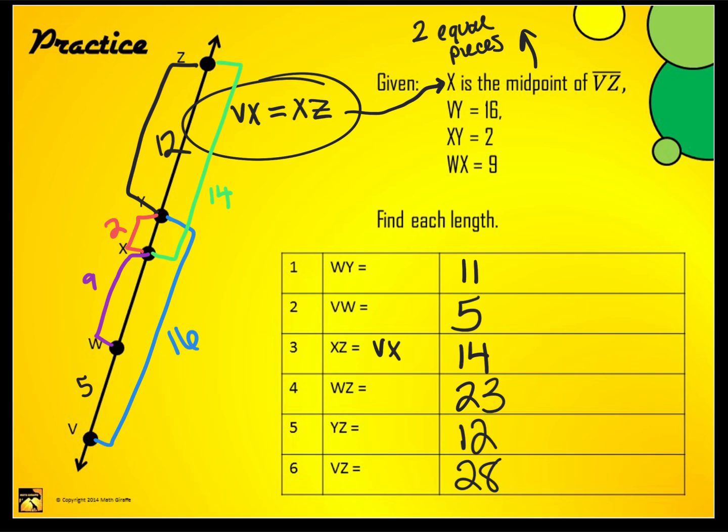So it's just like piecing together a puzzle, right? It's just a puzzle with a line and numbers. Right, so it helps a lot of people to kind of draw it out like this using different colors so that you can see the individual pieces so you know when to add and subtract.